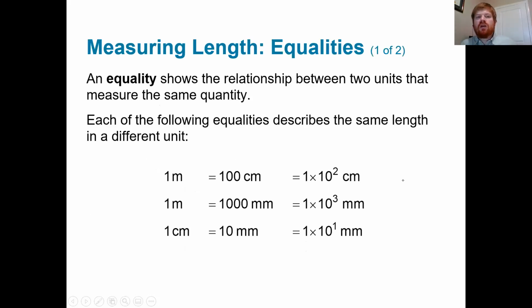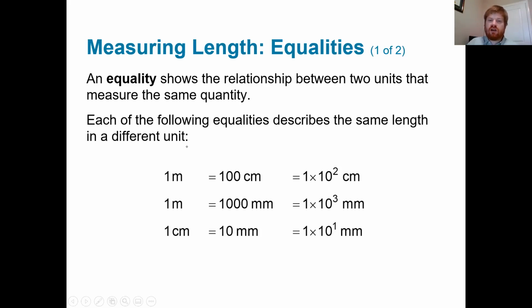Okay, so next up. Now that we understand these prefixes, we're going to focus on the uses for the equalities that come from those prefixes. And we're going to start by talking about length, measuring length. So remember, this equality is going to give us the relationship between the two units that measure the same quantity. So in other words, they're both measuring length. What's the relationship between the two units?